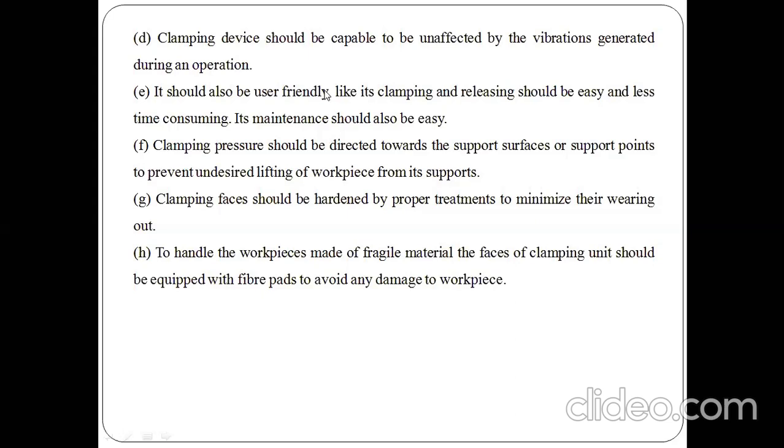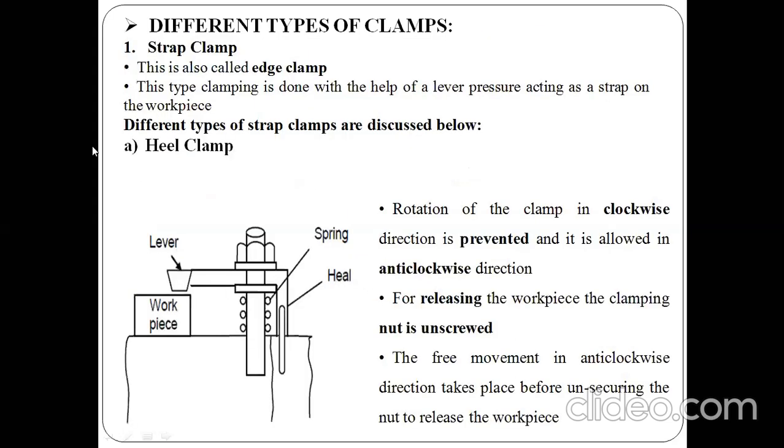Okay. Now in the next slide, we will discuss what those clamping elements are. Different types of clamping elements are used. Now your first type of clamping element is a strap clamp. It is also called an edge clamp. Over the one edge you can clamp your workpiece. This is called a strap or an edge type of clamp. This type of clamping is done with the help of lever pressure acting as a strap on a workpiece. As I told you, the lever is applying pressure and this pressure is useful to clamp your workpiece to the proper location after identifying the location.